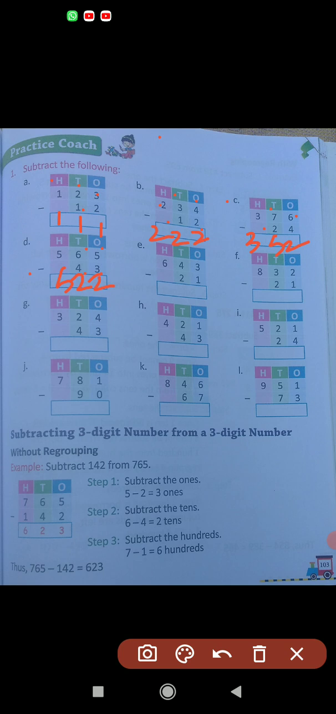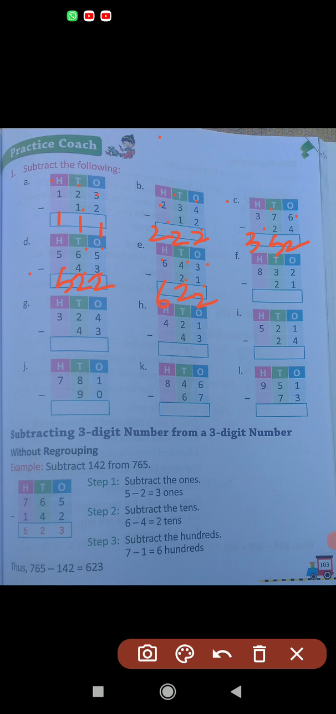Next, E question, 643 minus 21. In 1's place, 3 minus 1 is equal to 2, write 2. See, in 10th place, 4 and 2. 4 minus 2 is equal to 2. Okay, and 6 as it is, because 6 is single, there is no number to subtract from 6. 6 will be the same in 100th place. The answer is 622. 643 minus 21 is equal to 622. Okay.